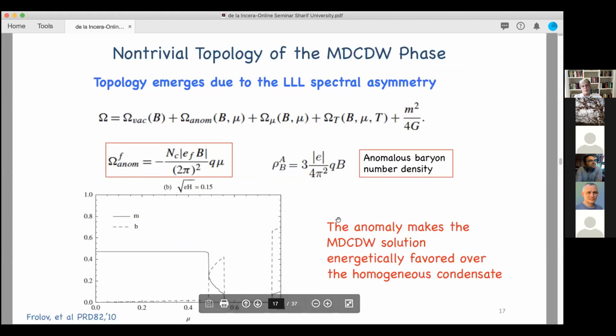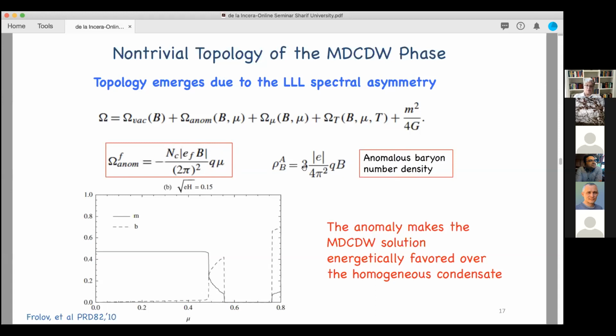So this transparency is interesting because I think it answered one of the questions, I don't know who asked it. Once you have a magnetic field, because of the spectral asymmetry that I told you is topological, you get an anomalous contribution to the thermodynamic potential given by this term. This is an anomalous term. Normally you don't have anything like this, and that will produce an anomalous baryon number density. And all this is because of the magnetic field.